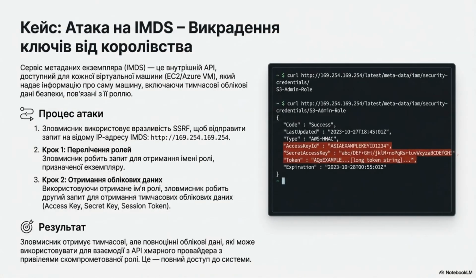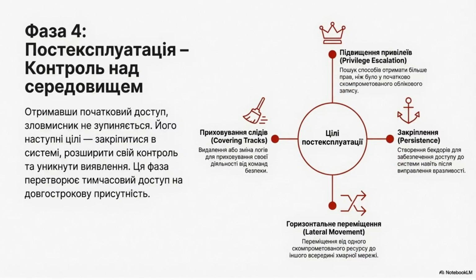An IMDS attack involves using SSRF to request temporary credentials from the Instance Metadata Service. The attacker can enumerate roles and then obtain temporary access keys, allowing them to interact with the cloud provider's API with the VM's privileges.